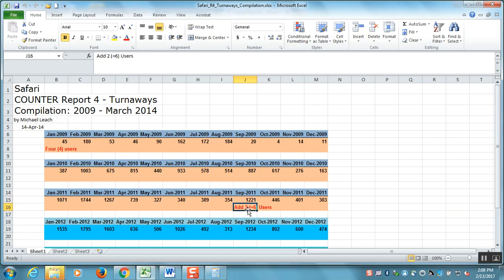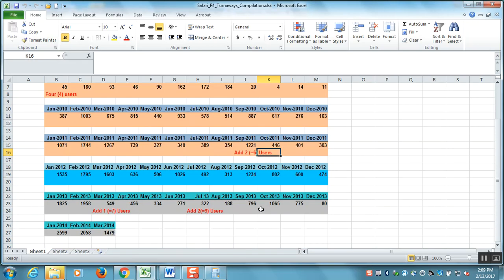And then we've added 2 more people and suddenly it drops. So you can see the numbers here have dropped after we did that adding. But even then, we still had pretty high turnaway rates here. So 4 users up to 6 users. And you can see the increase over this particular time period. And then we went up to 7 users and we went up to 9 users.